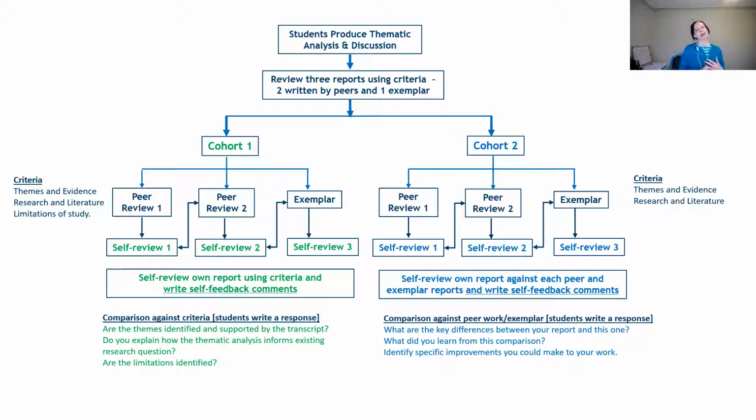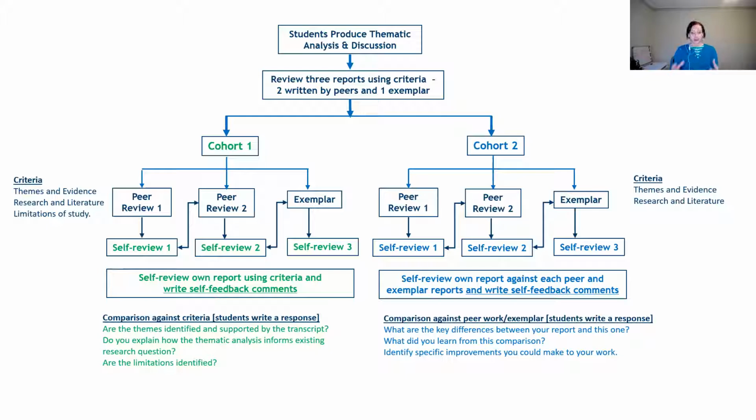What we did is ask the students, as a formative activity, to produce an analysis of just one theme in terms of their transcript, and then note a few discussion points in relation to how their results related to previous research. And we did this for two different cohorts. We did this for a cohort in 2017-18, and we did it for a cohort in 2019-20. So each cohort did the same thing, and we're comparing two different cohorts.